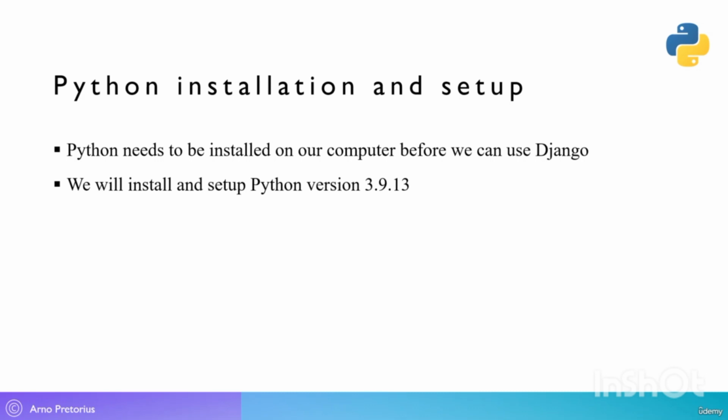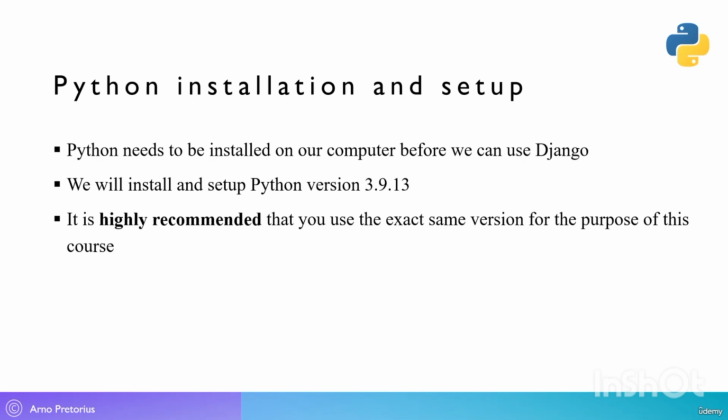We will install and set up Python version 3.9.13. It is highly recommended that you use the exact same version for the purpose of this course. You can, however, choose a different version, but there could be errors down the road, so just bear in mind the version here. During the process, you must make sure that you add Python to your path, but don't worry, there will be lots of support for this lecture.